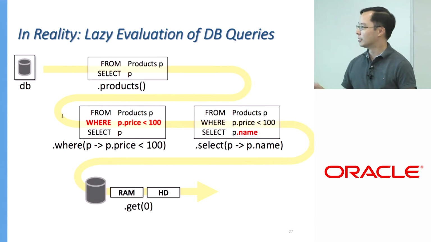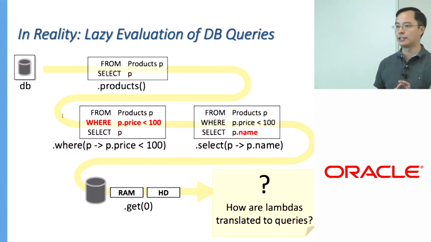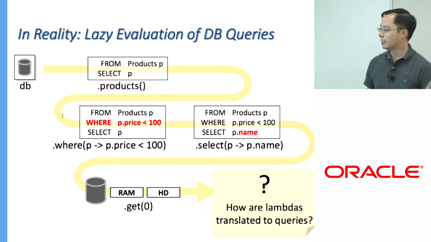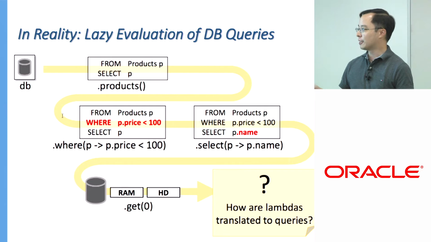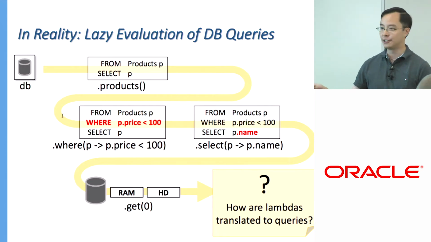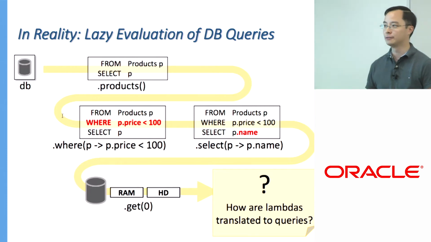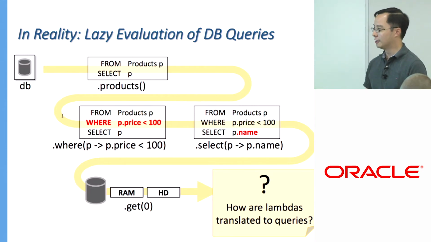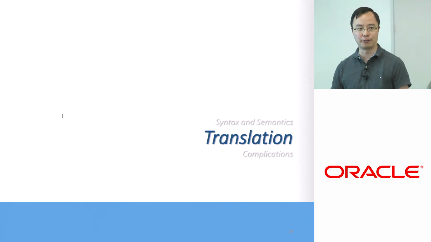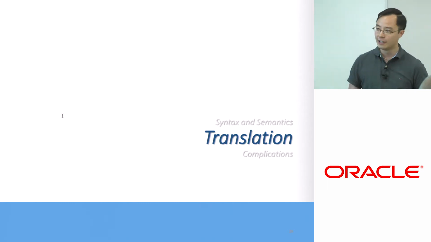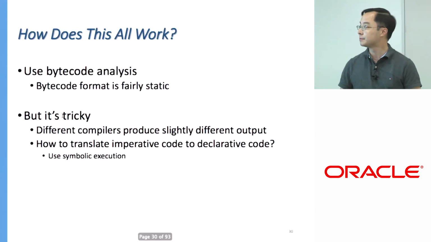So you can see here the key to getting LINQ to work is somehow, inside this where and select method, you have to analyze these lambda functions and figure out how to slam these things into the query. And that's what I'm going to talk about next. That's the key to the translation.